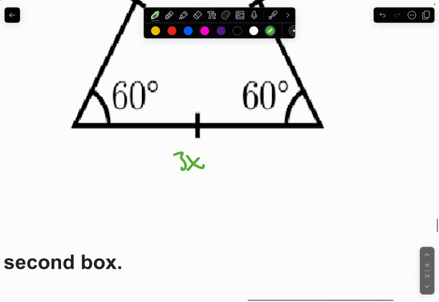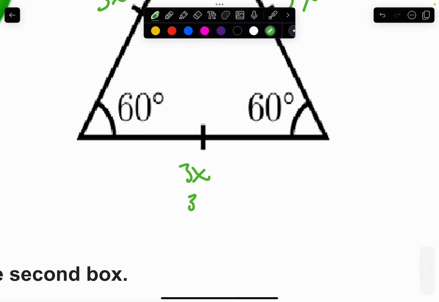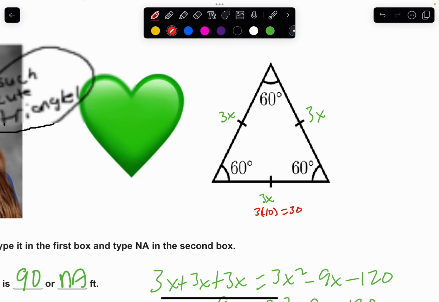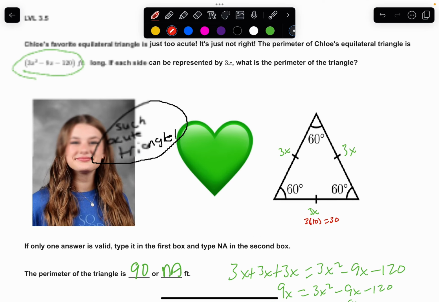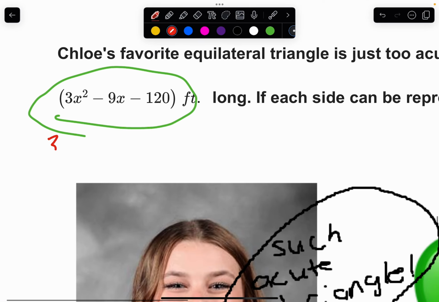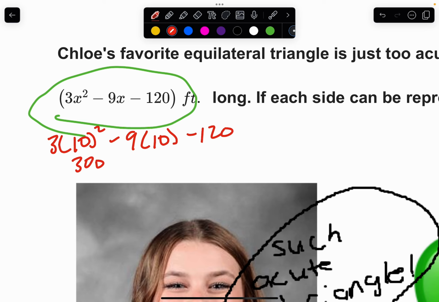Let's plug them in. Well, if I plug in 10, this would be 30. All right, let me show my work. If I plug in 10, this would be 30. And if I want to test it out, that would make all of those 30. I could plug in 10 here. 3 times 10 squared minus 9 times 10 minus 120. That's 100 times 3. That's 300 minus 90 minus 120.